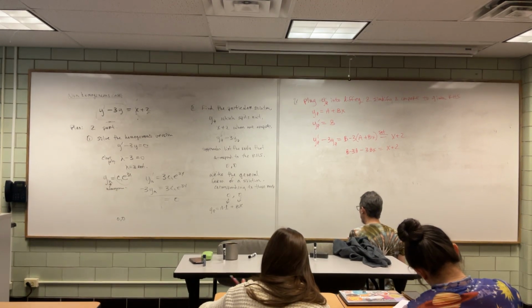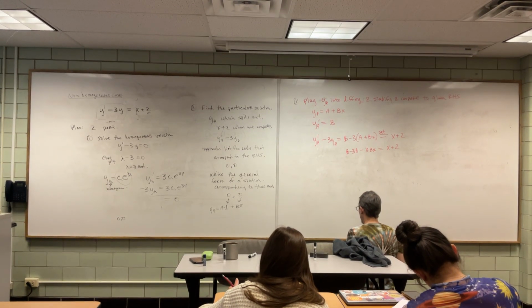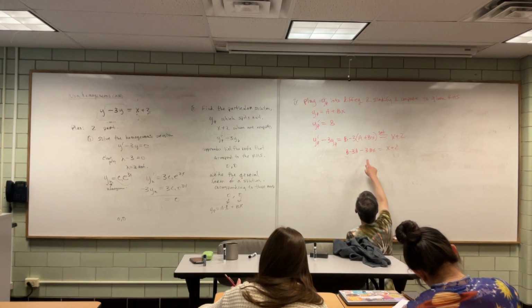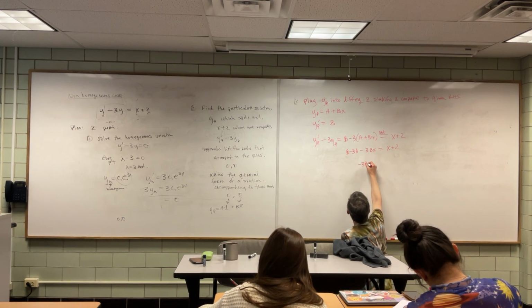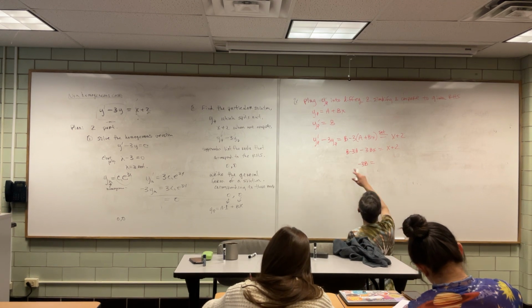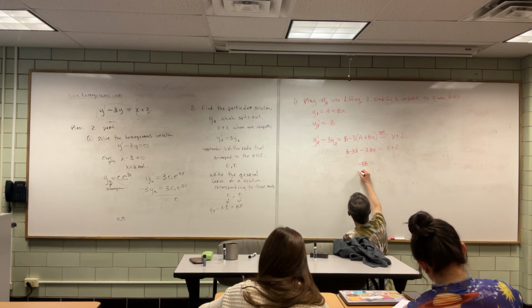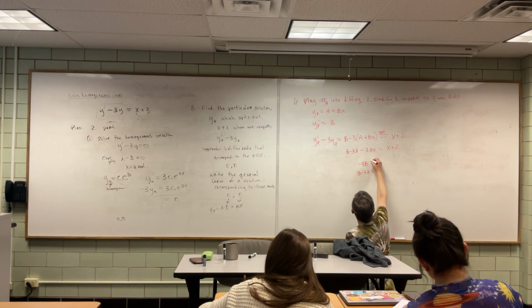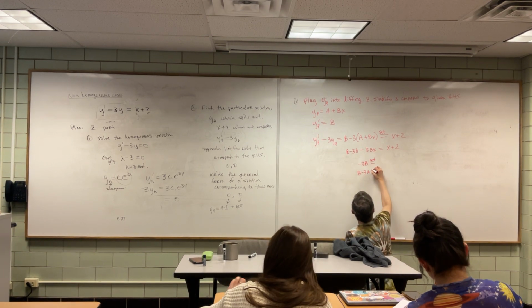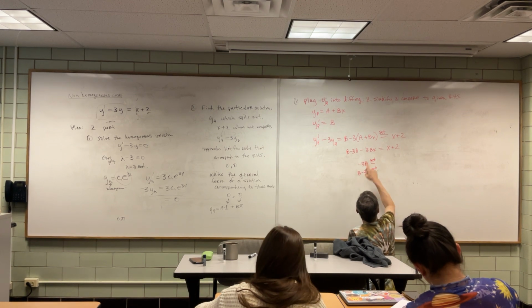Can somebody tell me? No, we're about ready. What does negative 3b have to equal for these two things to be the same? And what does b minus 3a have to equal for these two to be the same?